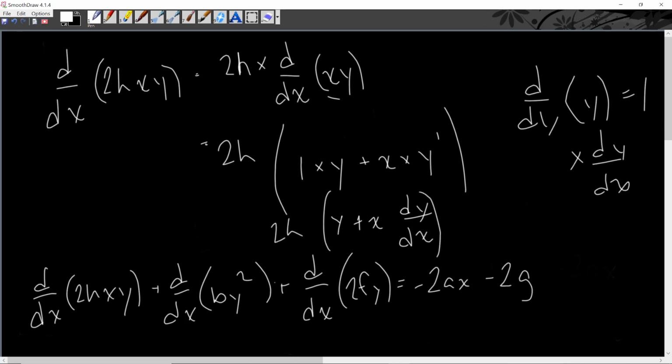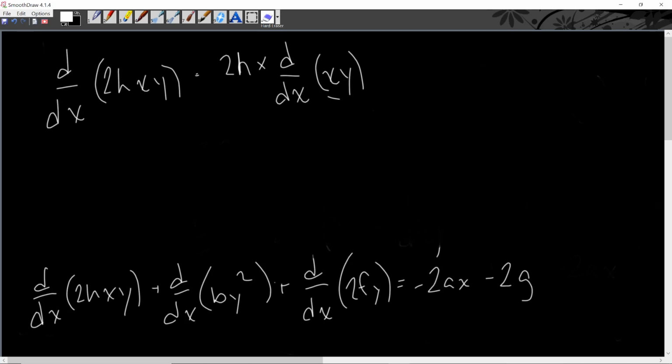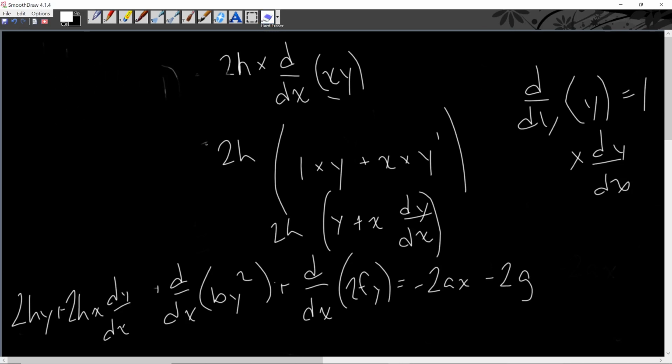All right, and now from there, let's distribute that 2h so we don't forget, and we would have 2hy over here plus 2hx dy dx.